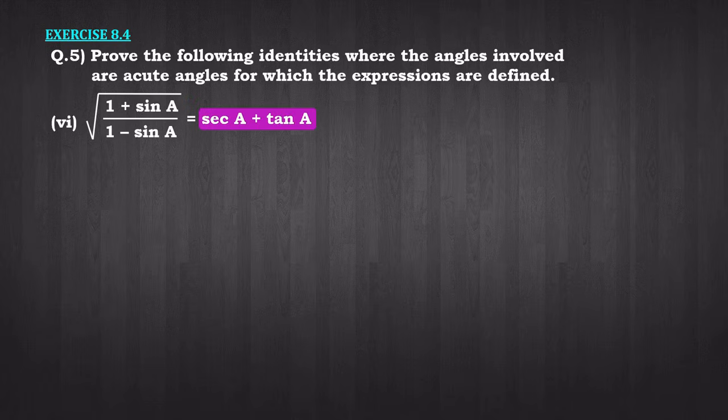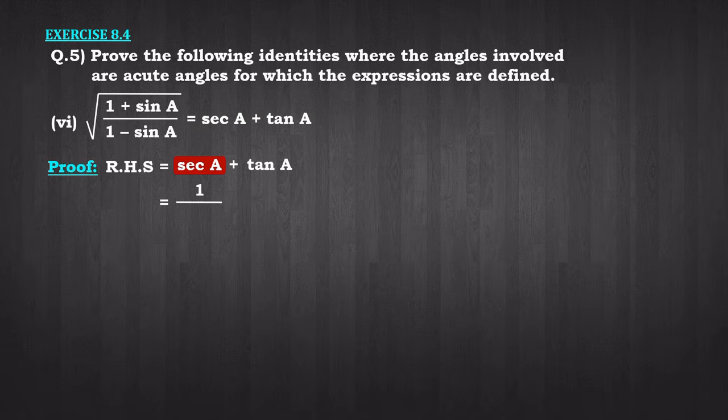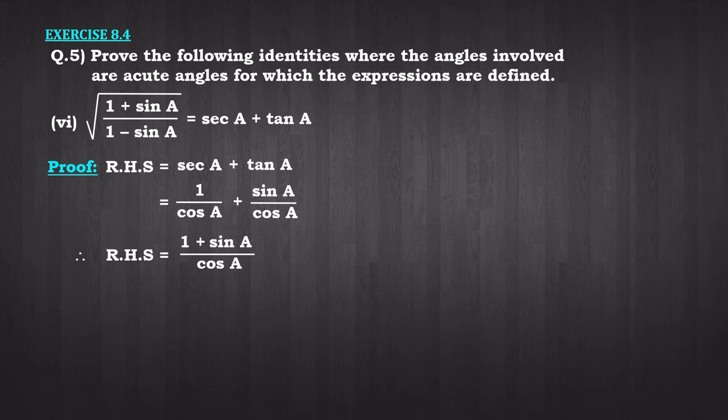We know that secant A is equal to 1 upon cosine A, and tangent A is equal to sine A upon cosine A. Substitute these values into the expression. We get 1 upon cosine A plus sine A upon cosine A. Taking the common denominator, we get (1 plus sine A) divided by cosine A. Now let us solve the left-hand side.